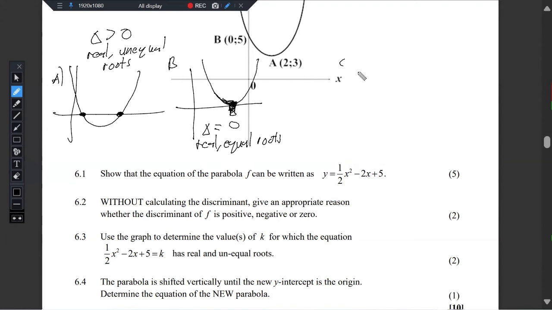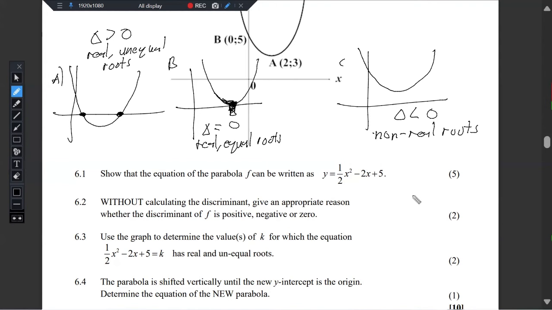And then you have figure C, whereby your graph is just floating like this. No roots. It's not grounded anywhere. So that means your discriminant is less than 0. This means that you have non-real roots. So the condition that we are facing here is actually condition C, right?